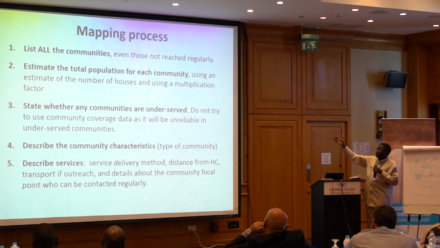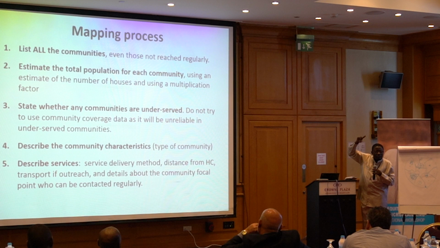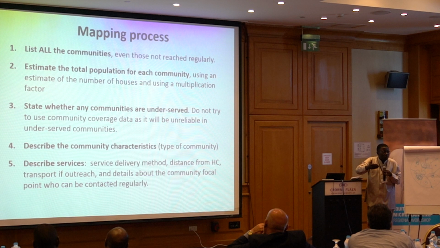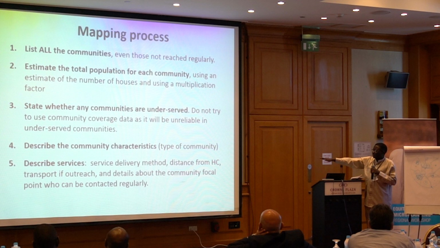State whether any communities are underserved. Through the mapping process, you will have already identified these communities. Describe the community characteristics. As we work with the communities, you will ask them who they are and what they are doing, and they will tell you exactly whether they are migratory or otherwise. Then you will know. Describe services, service delivery method, distance from health facilities.